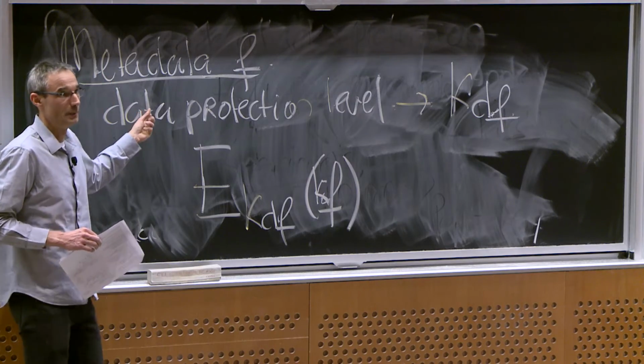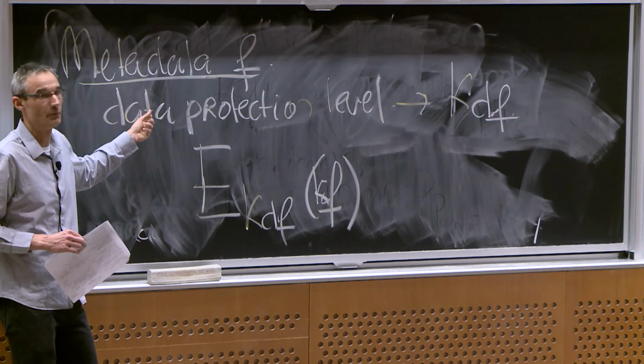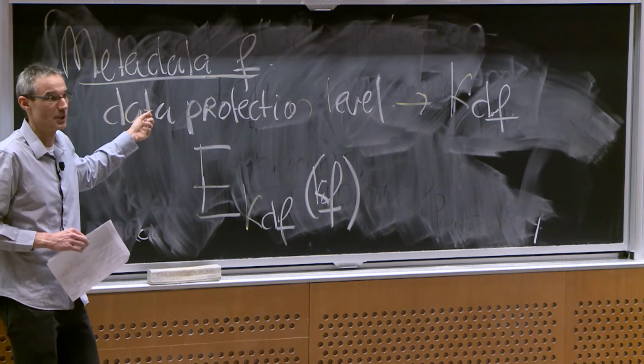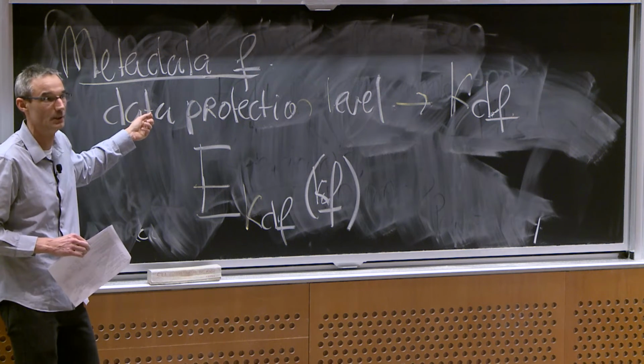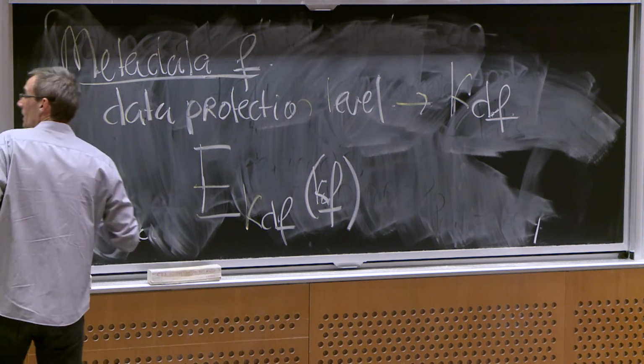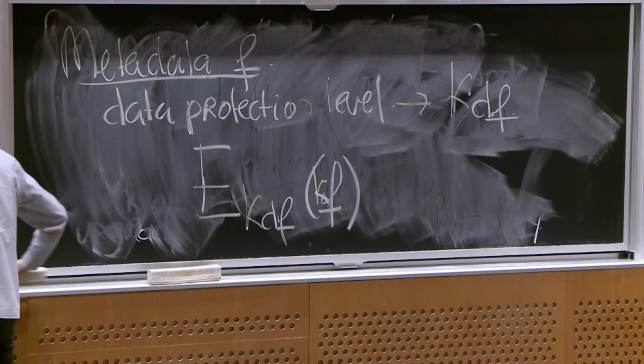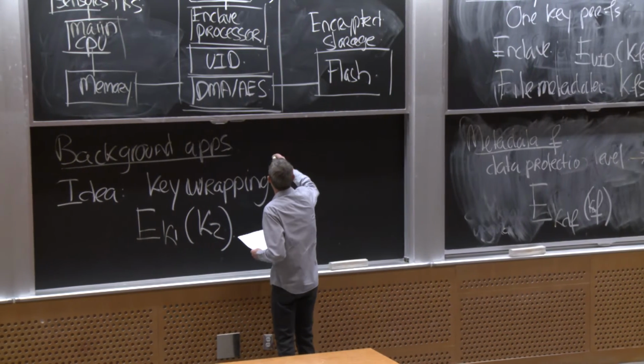And this intermediate step allows them to implement different key delegation schemes. So this KDF is computed in different ways depending on the protection of the file. Let me run through some of them. So, the 4 protection levels.